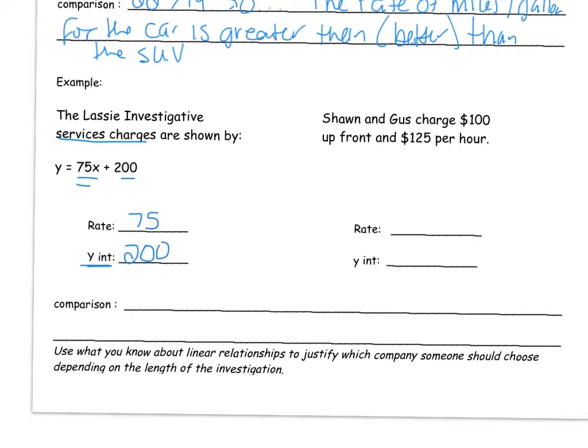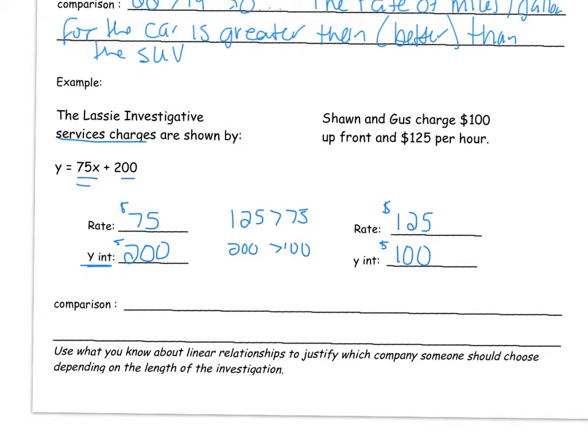Sean and Gus charge 100 up front. So remember, the up front or the beginning is the y-intercept. And 125 per hour, that's your rate. So how could we make a comparison? All of these are money, so I'm just going to put that in there. So comparison: 125 is greater than 75, but 200 is greater than 100.